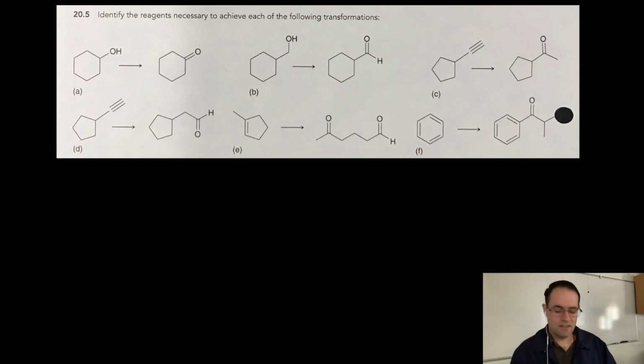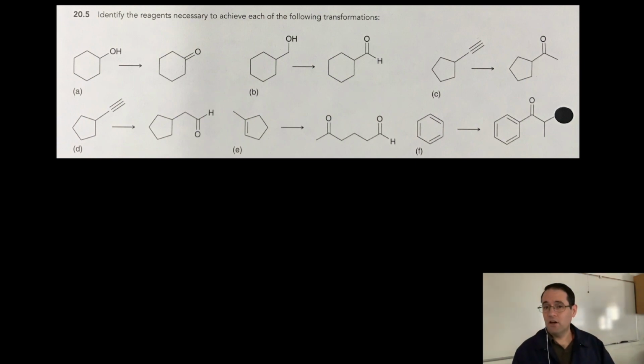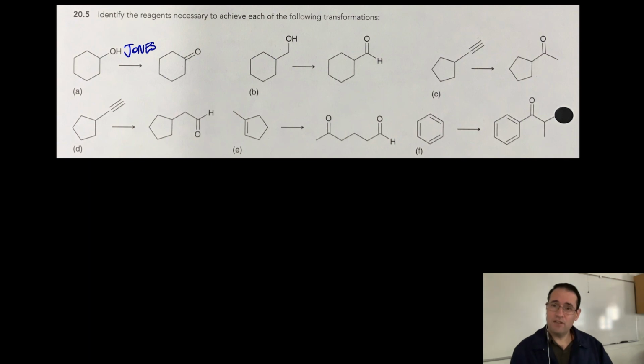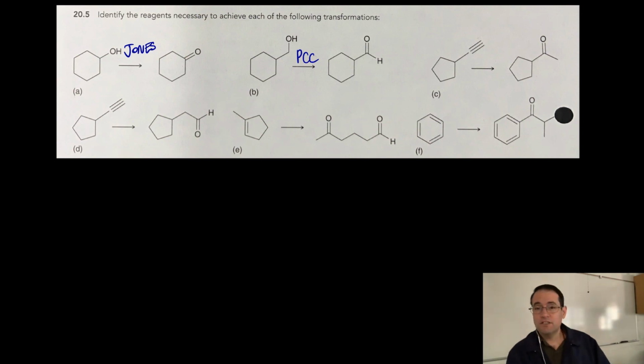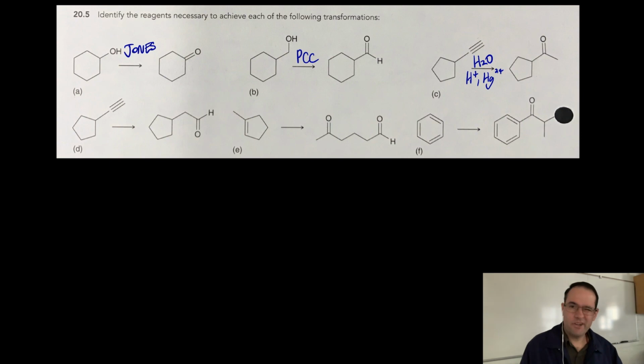Now that we've been through all of this, let's do problem 5 here that they propose in the textbook. It says identify the reagents necessary to achieve each of the following transformations, okay? So to go from a secondary alcohol to a ketone, we can use the Jones oxidation. To go from a primary alcohol to an aldehyde, we can use PCC, or pyridinium chlorochromate. To go from a terminal alkyne to a ketone, this is where we need to do the acid catalyzed hydration. So water, acid, and some mercury ion catalyst.